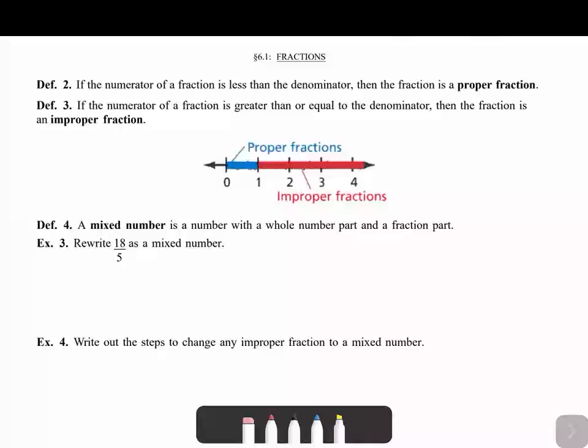Okay, so we have this notion of something being a proper fraction and something being an improper fraction. A proper fraction is just something where the numerator is less than the denominator, and an improper fraction is everything else, where the numerator is greater than or equal to the denominator. From these definitions, we can see that every fraction will have the numerator be less than, equal to, or greater than the denominator, because those are the only three options with our numbers.